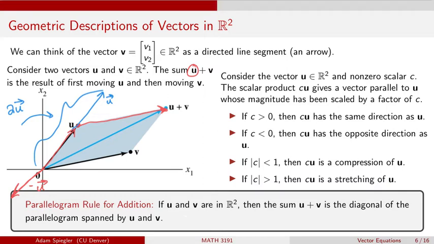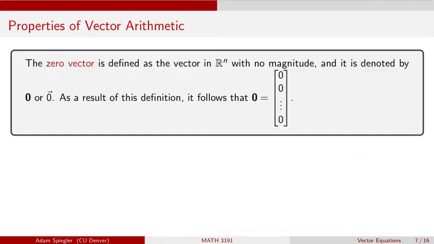So we can think of addition of two vectors in R2. We should be thinking about parallelograms and the diagonal of a parallelogram. And if you want to picture what scalar multiplication does, what is the scalar product? Well, that's going to be a rescaling of the vector. And I want to summarize some really useful properties of vector arithmetic on this slide.